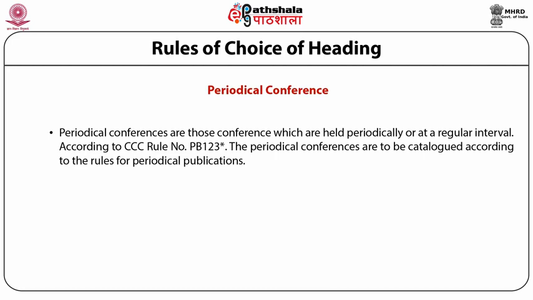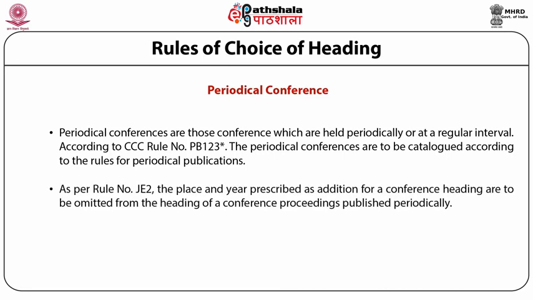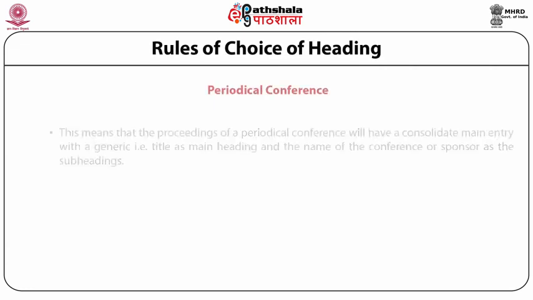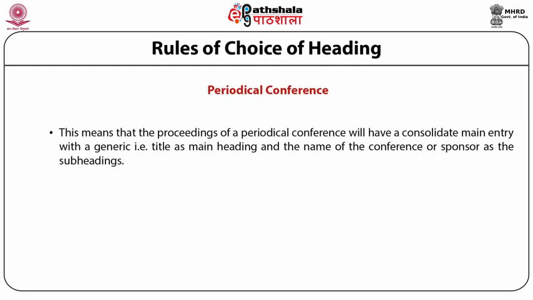According to CCC rule number PV123, the periodical conferences are to be catalogued according to the rules for periodical publication. As per rule number JE2, the place and year prescribed as addition for a conference heading are to be omitted from the heading of a conference proceedings published periodically. This means that the proceedings of a periodical conference will have a consolidated main entry with a generic title as main heading and the name of the conference or sponsor as the subheading.